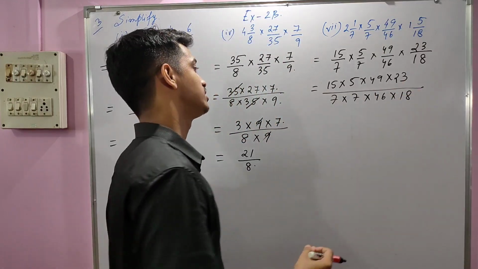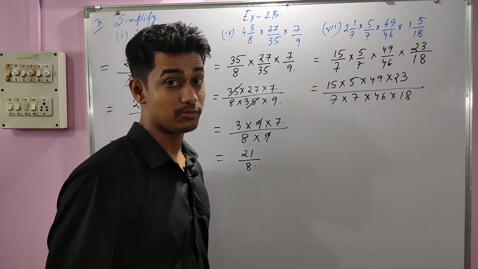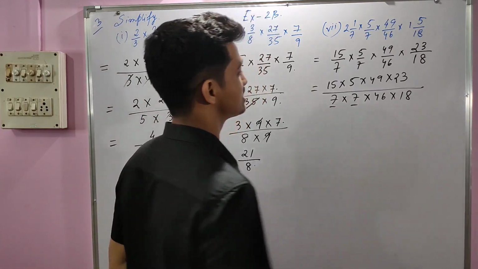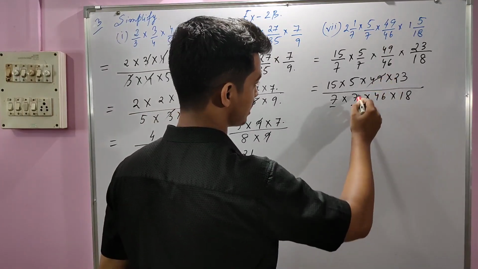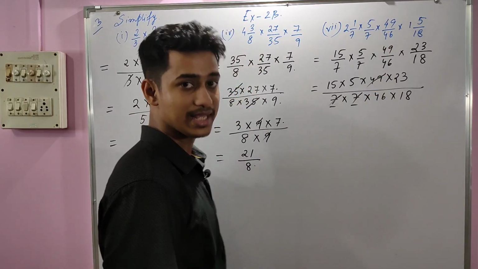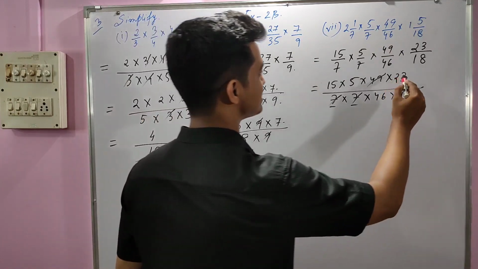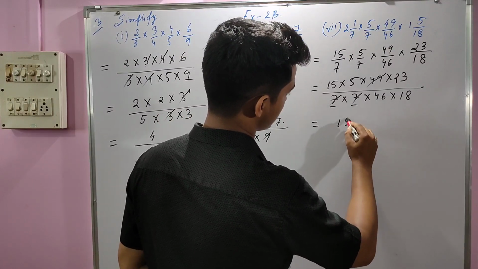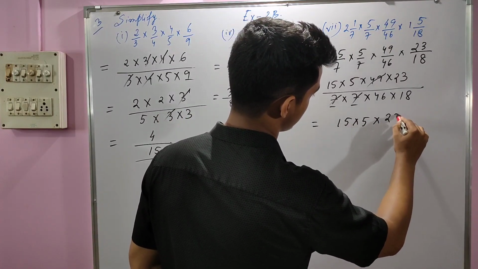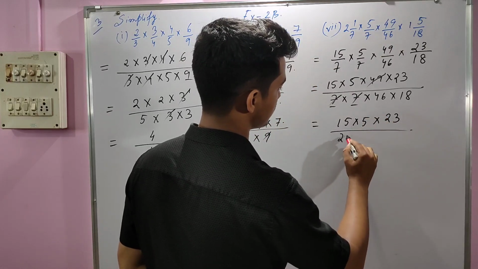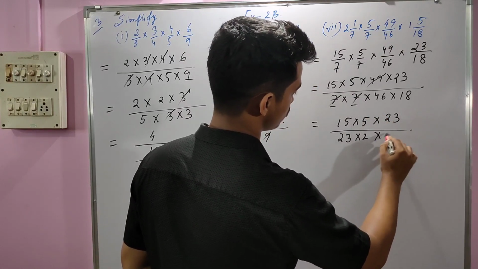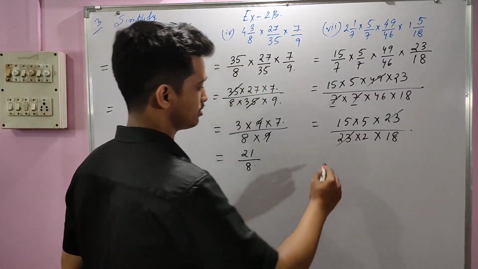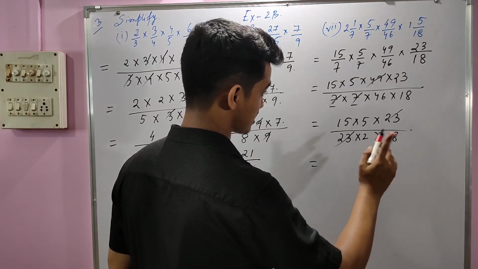Huge number, no? But we can find out easily some common factors which will cancel out with each other. Now see, 7 into 7 is basically 49. So 49 and both the 7s will cancel out with each other. Now see, 23 into 2 is 46. So we can write like 15 into 5 into 23 whole divided by 46. We can write like 23 into 2 into 18, right? So 23 and 23 will cancel out with each other, and there is no common factor, I guess. Yes, one common factor is there.